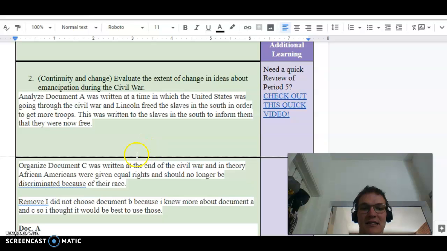All right? And at the end of the Civil War, in theory, they're given equal rights and should not be discriminated against. I would love if this person used the 14th Amendment to add on to the 13th Amendment. And this remove is fine. So this is getting closer.